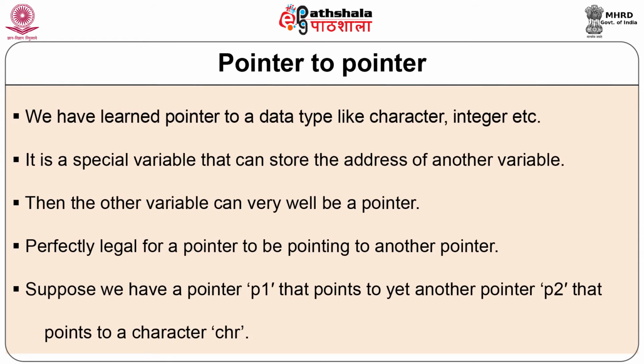Till here we have learned pointers to data types like character, integer, etc. But in this section we will see about pointers pointing to pointers, or pointers to pointers. As we know, a pointer is a special variable that can store the address of another variable. Then the other variable can very well be a pointer. This means that it is perfectly legal for a pointer to be pointing to another pointer. Let us suppose we have a pointer P1 that points to another pointer P2 that points to some character. That is also possible. So in pointer to pointer you can treat one pointer for another pointer for the next pointer using the pointer to pointer concept.